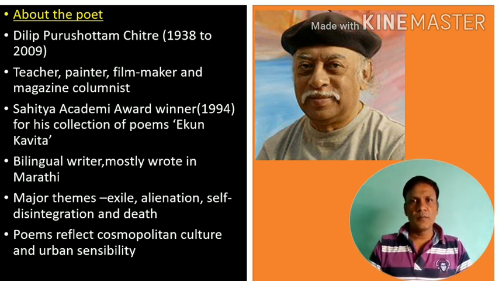He was a bilingual poet, means he wrote in Marathi as well as in English, and mostly he wrote in Marathi. The major themes of his poems are exile, alienation, self-disintegration and death. The poems reflect cosmopolitan culture and urban sensibility.